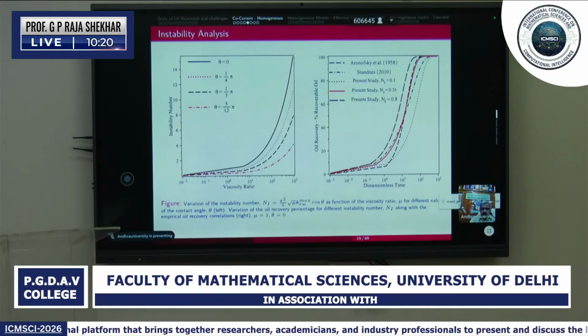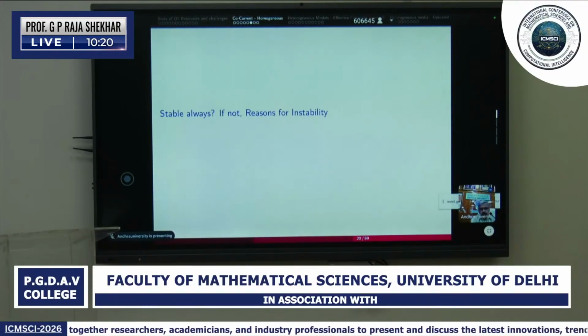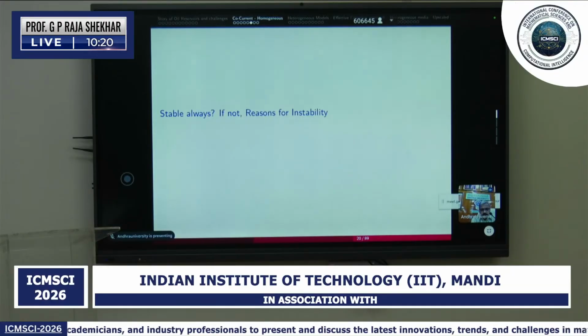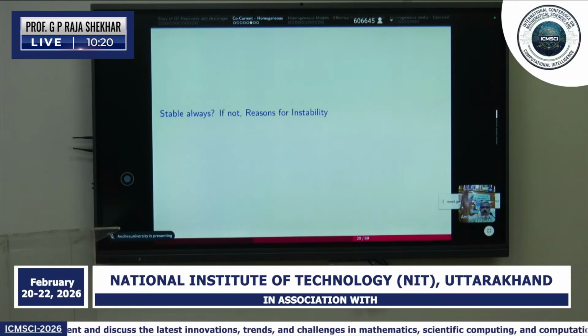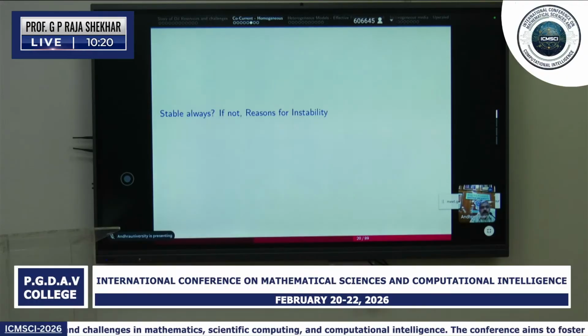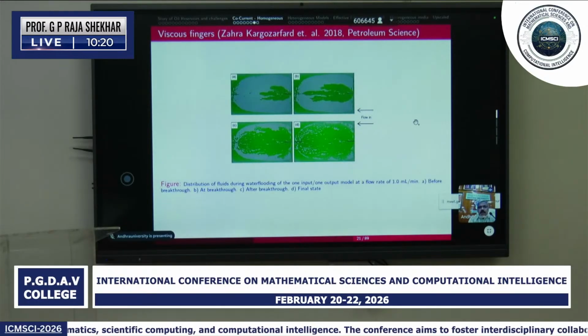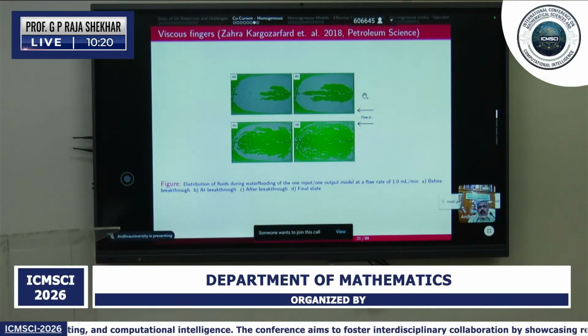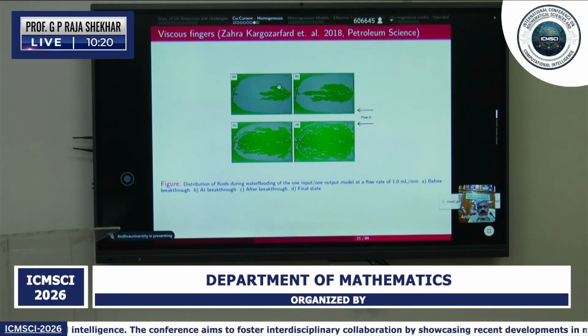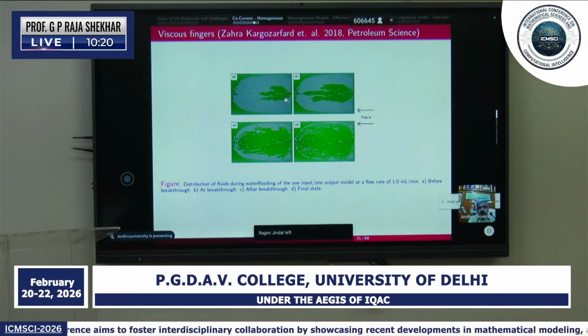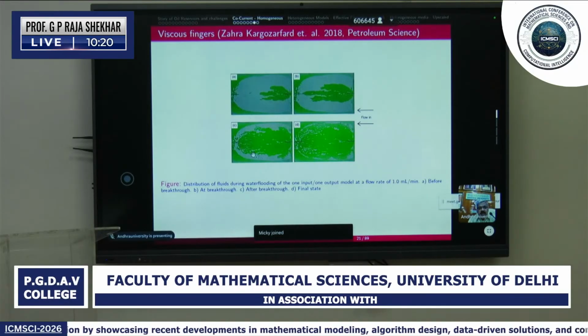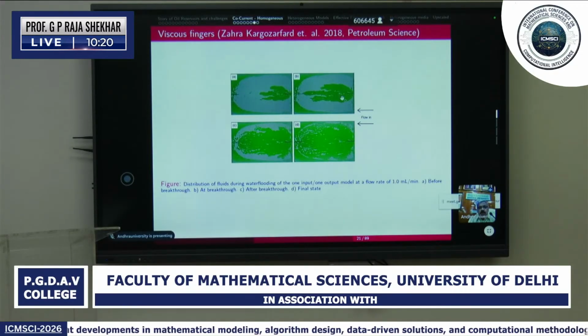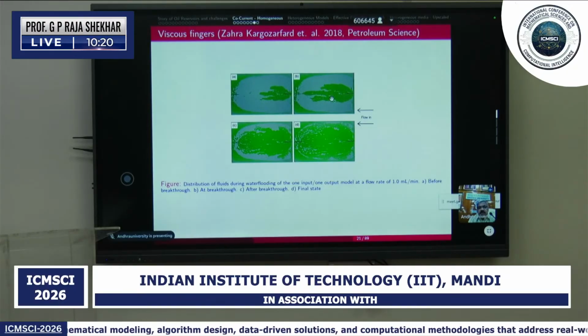But the story is not that. The question is, is it stable? Whether this water flooding will uniformly displace, or somewhere more, somewhere less, and water is going faster. That's the question, and it can be visualized as follows. This is at the beginning of water flooding. Then you can see after some time, this is called a breakthrough. What do you mean by breakthrough? You can see some white patches.